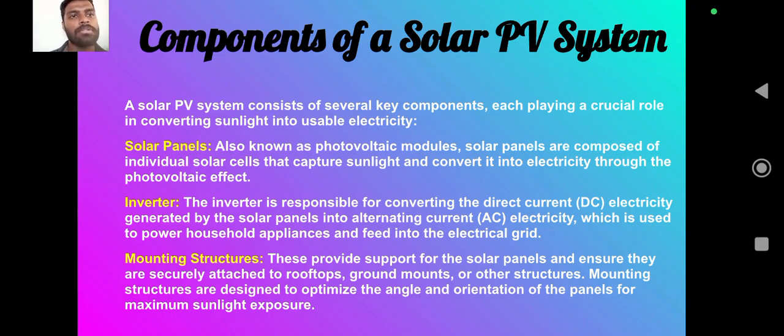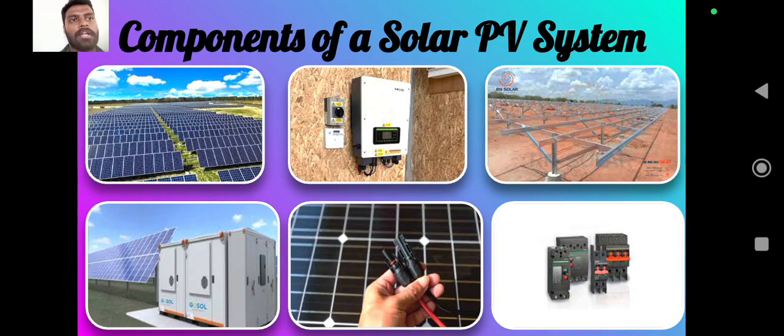The inverter is responsible for converting the direct current electricity generated by solar panels into alternating current. They are used to convert DC to AC current, and AC current can be transmitted over long distances. So the inverter is very essential. And mounting structures are nothing but they provide support to the solar panels. I will show you the pictures once again. The third picture is the supporting structure for the solar panels.